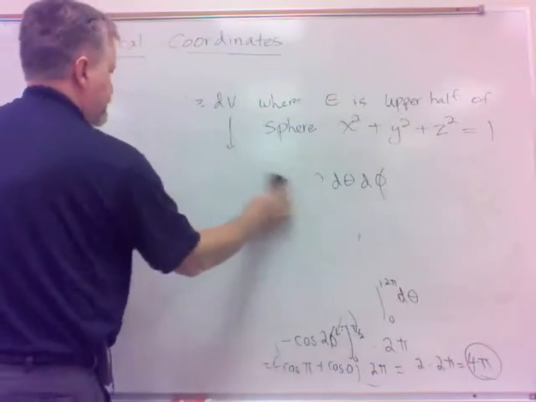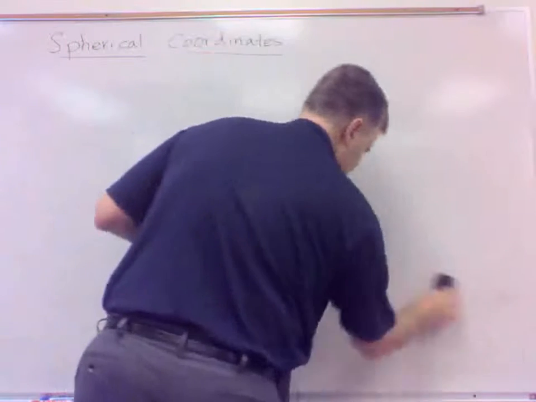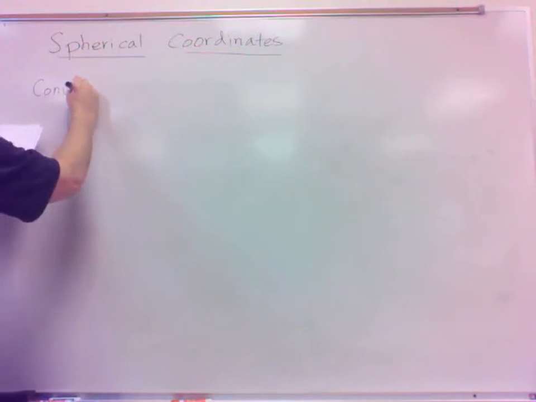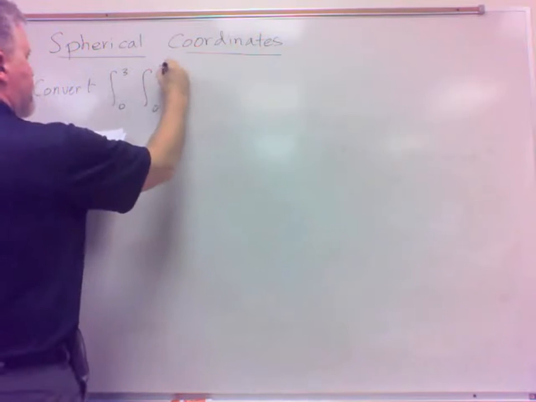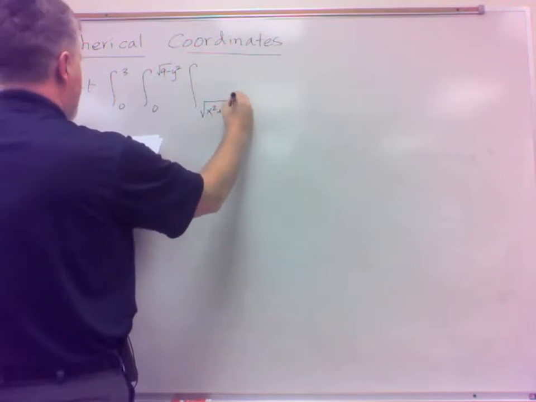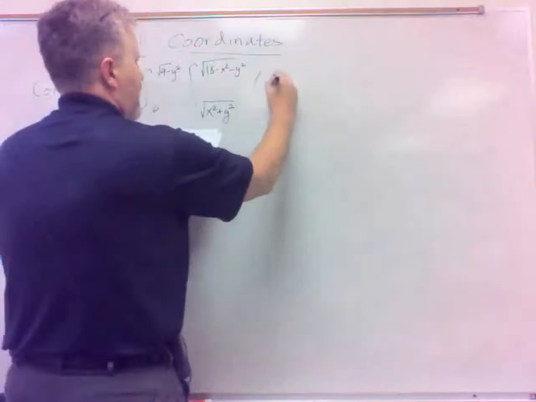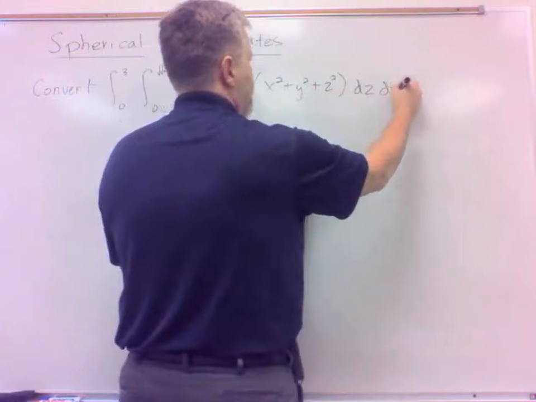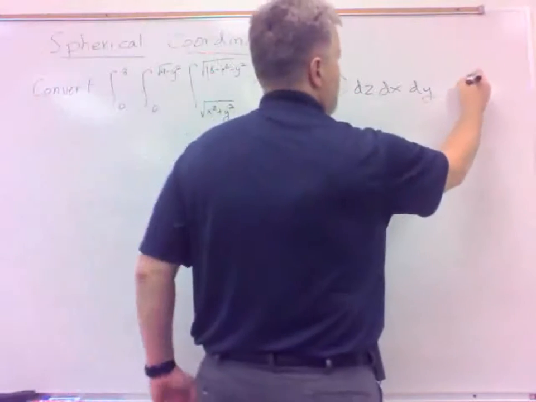Triple integral, spherical. Actually, for this one, I'm just going to convert. Let's convert the integral from 0 to 3, 0 to the square root of 9 minus y squared, square root of x squared plus y squared, to the square root of 18 minus x squared minus y squared, of x squared plus y squared plus z squared, dz, dx, dy. Convert that into spherical coordinates.